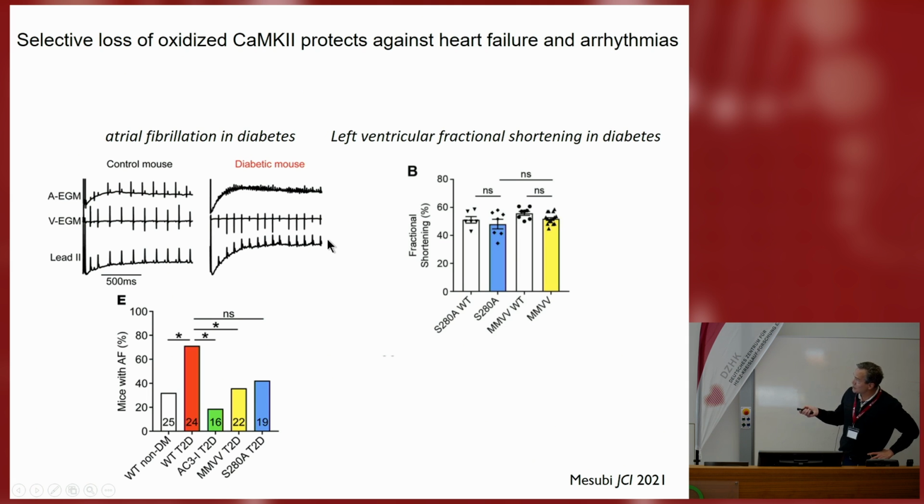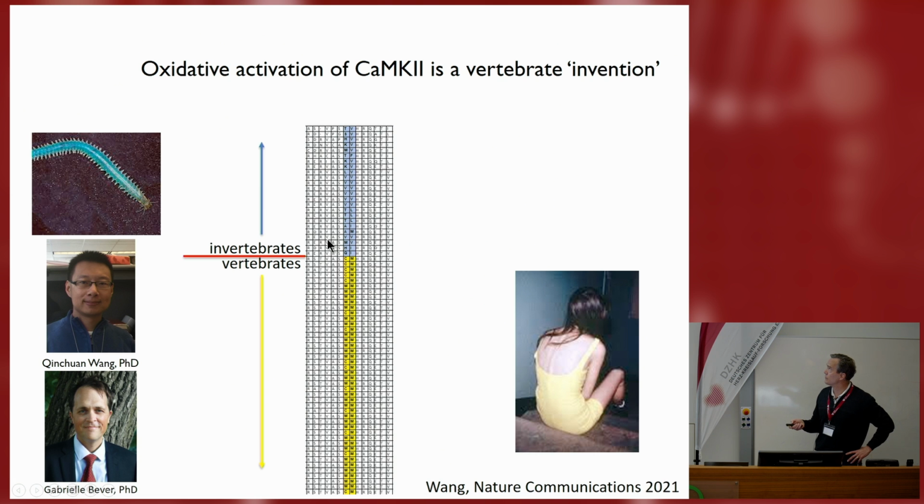This was done by Rotimi Musubi, who's now an assistant professor at Hopkins. What he found is that diabetes increases the incidence of atrial fibrillation, but if you inhibit CamKII because you express that transgenic protein AC3I, or you're a knock-in mouse that can't have oxidized CamKII, or maybe if you lack that O-GlcNAcylation site, O-GlcNAcylation being more robust with diabetes, then you're protected. We also found that there's a modest cardiomyopathy in type 1 diabetes, and that mice with the MMVV mutation that are resistant to oxidation are also resistant to that mild ventricular dysfunction.